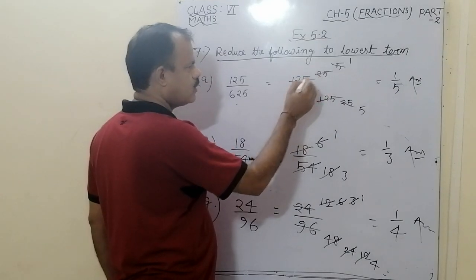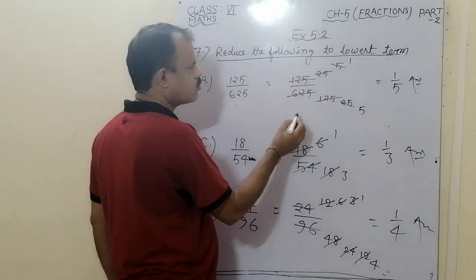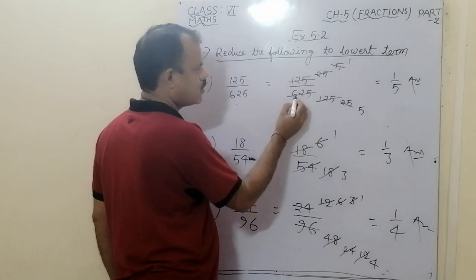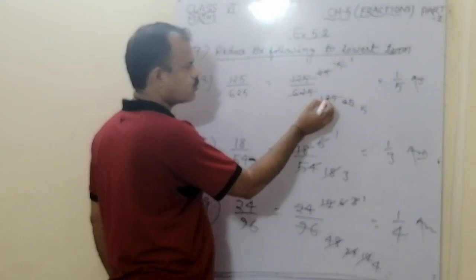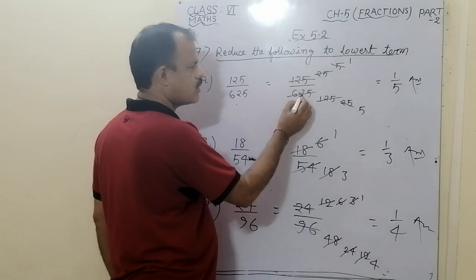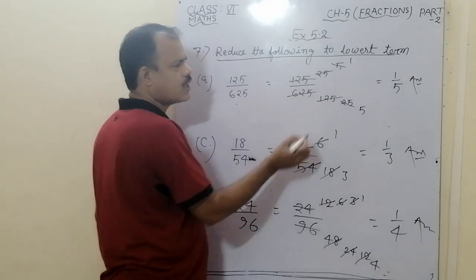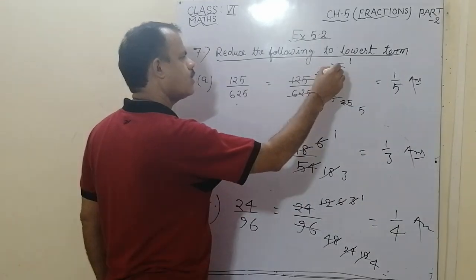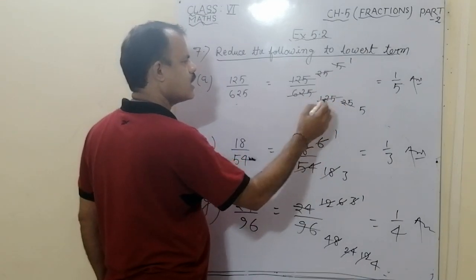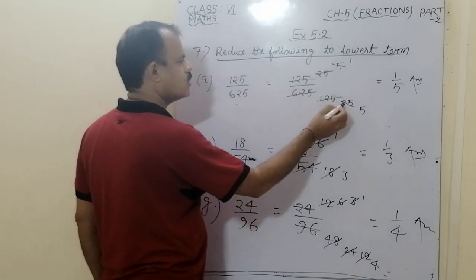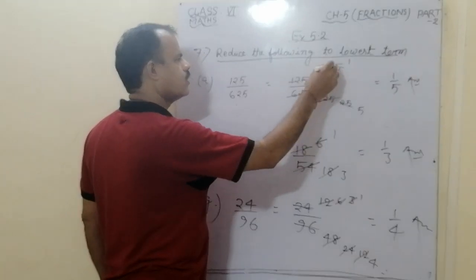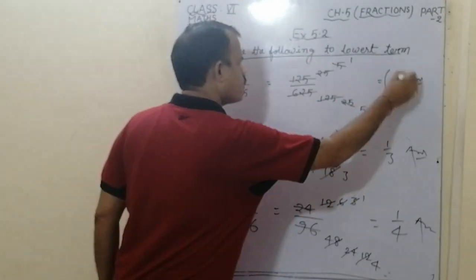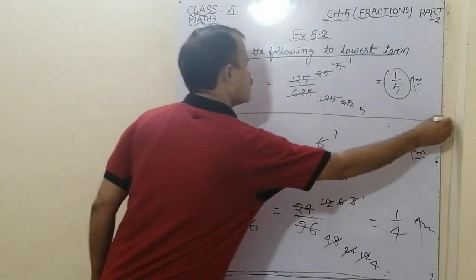By the 5 table, 5 5s are 25, 25 5s are 125. Here in the denominator, 5 1s are 5, 1 remainder, 12, 5 2s are 10, 2 remainder, 25, 5 5s are 25. Again 5 is there, so by 5, 5 5s are 25. Again 5 1s are 5, 5 5s are 25. So 1 by 5 is the final answer.